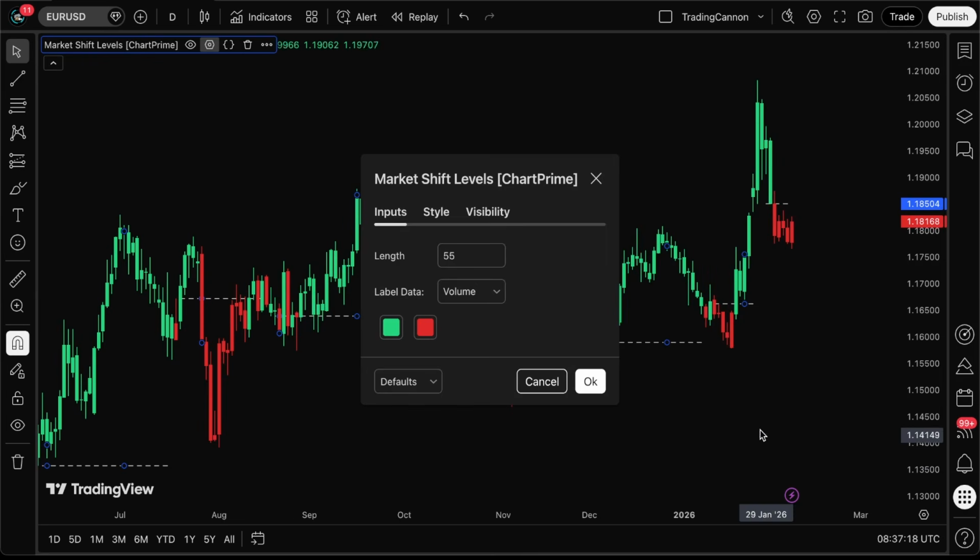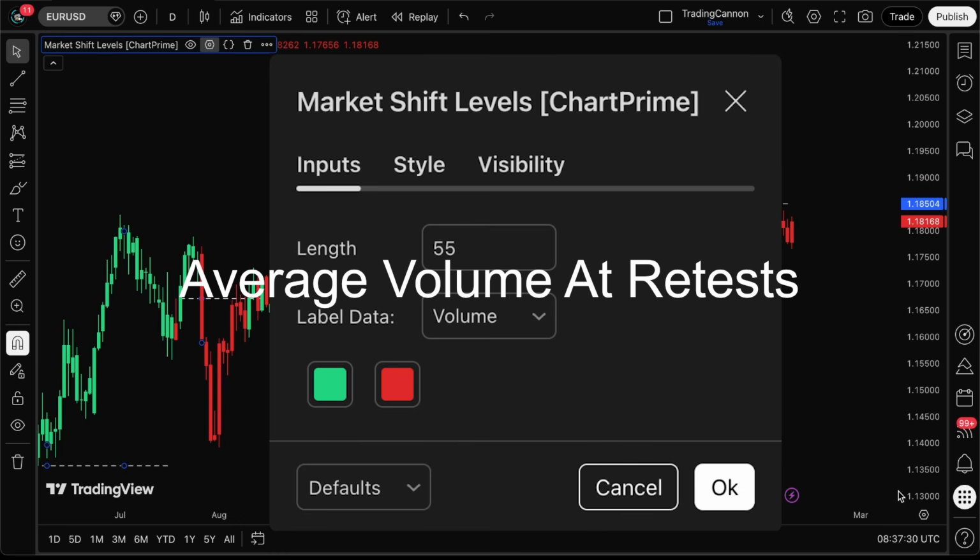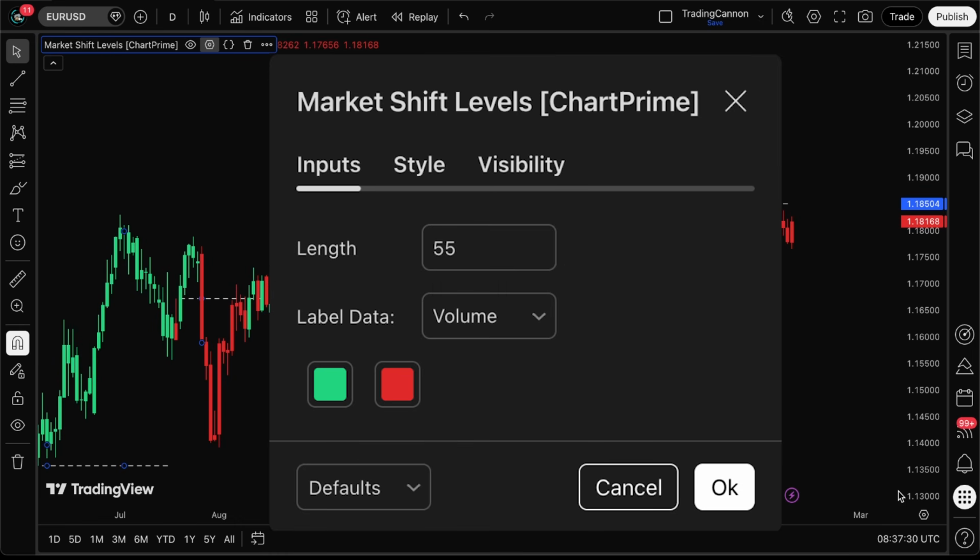There's an option to switch between showing volume labels or just price levels when price interacts with the key zones. I recommend starting with volume labels on, as they give extra insight into strength. The volume calculation uses a 3-bar cluster by default, which groups recent bars to show average volume at retests. No need to change that unless you're advanced.